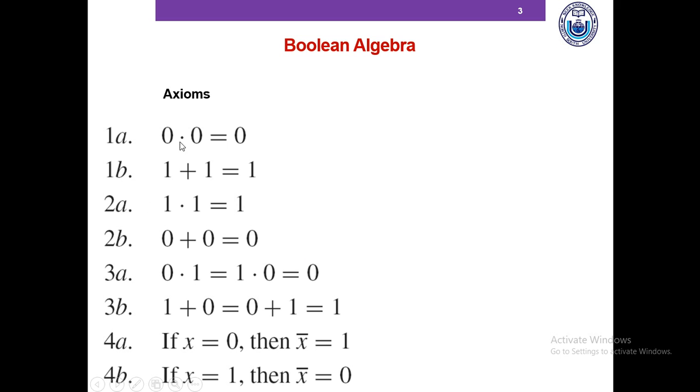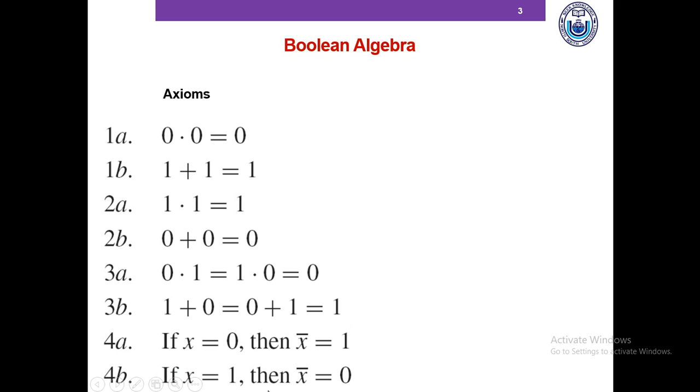This dot operator is AND and this plus operator is OR. So 0 AND 0 is 0. 1 OR 1 is equal to 1. 1 AND 1 is equal to 1, and 0 OR 0 is equal to 0. If you do an AND operation between 0 and 1, it's always 0. But if you do an OR operation between 0 and 1, it's always 1. And if x is equal to 0, its NOT, or complement or inverse, is equal to 1, and if x is equal to 1, then x NOT is equal to 0.